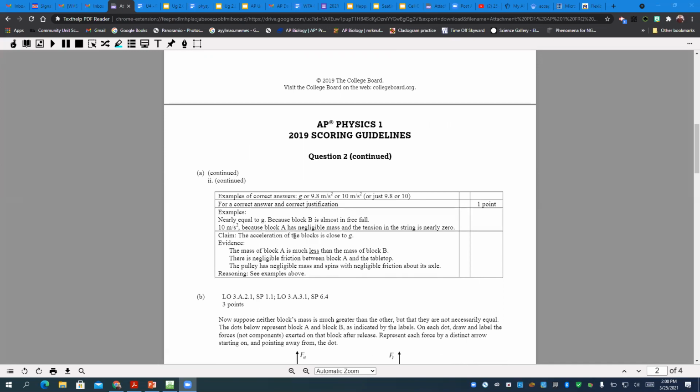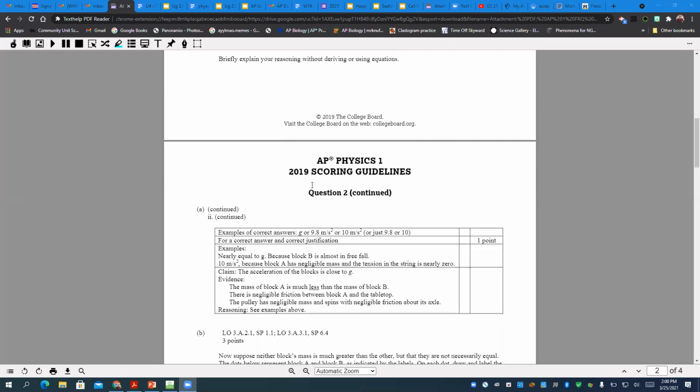Again, CER, the acceleration of the block is close to g. Evidence, the mass of block A is much less. There's negligible friction. The pulley has negligible mass. These are all good evidence to lead you there, and then talk about how it's nearly equal to g because block B is almost in free fall. You could do that format too. That would give you 1 point. Do I have any questions on part A?